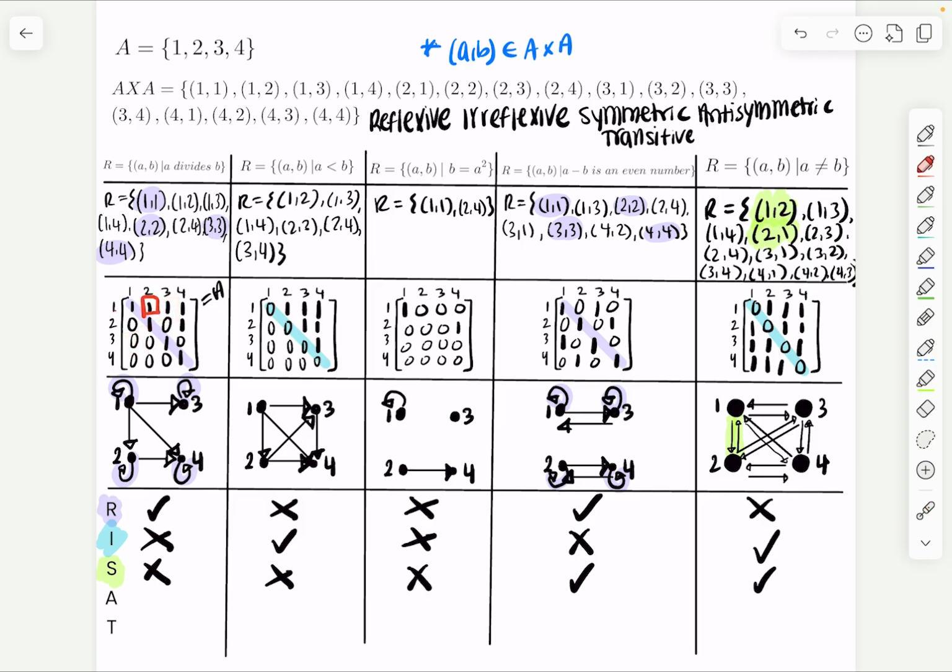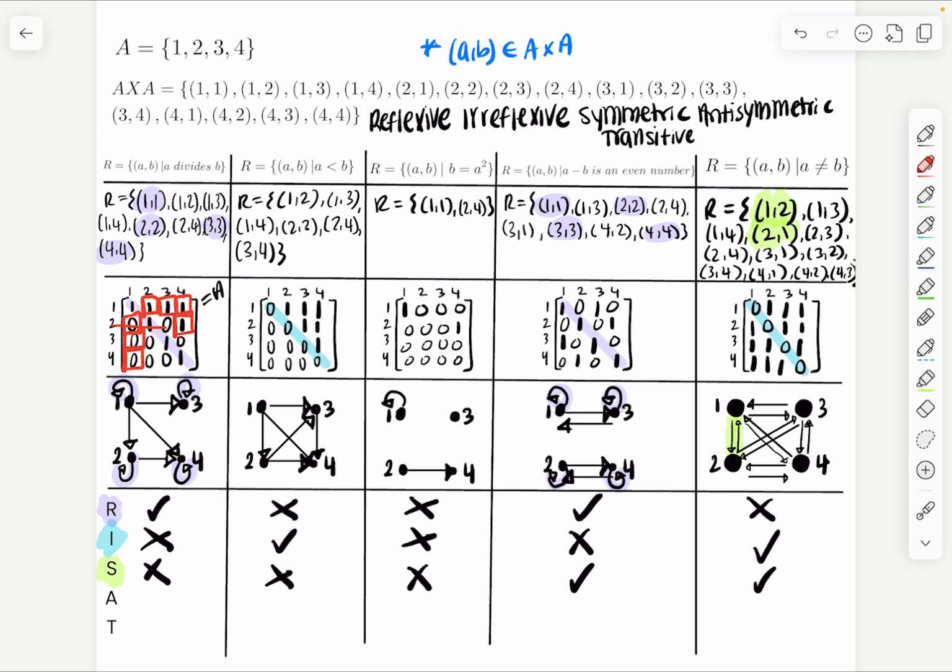So I see a 1 here, its position is 1, 2. So the opposite position is 2, 1. So do I see a 0? Yes, I move on. Here I see another 1 outside of the main diagonal. Its position is 1, 3. Its opposite position is 3, 1. Do I see a 0? Yes. Here I see another 1 at 1, 4. Its opposite position is going to be 4, 1. Do I see a 0? Yes, so I move on.